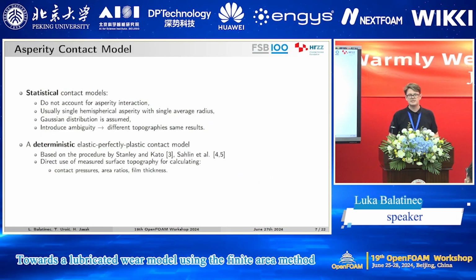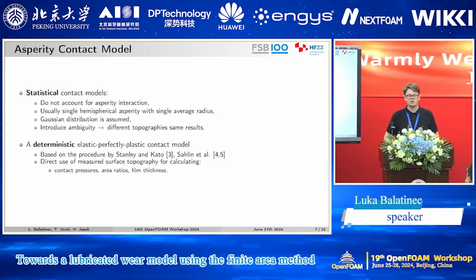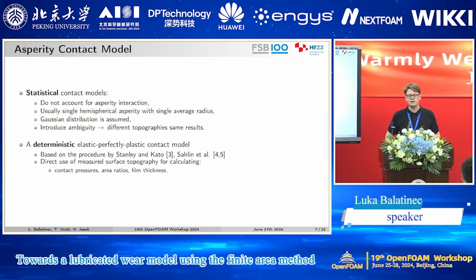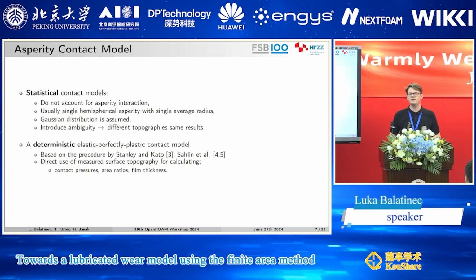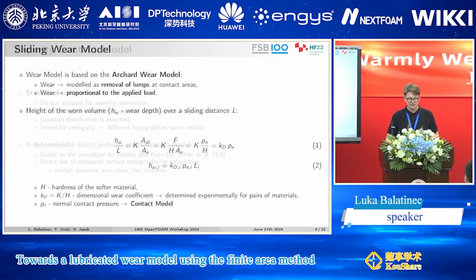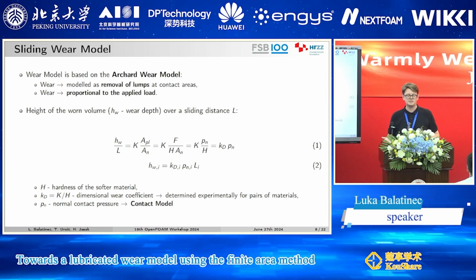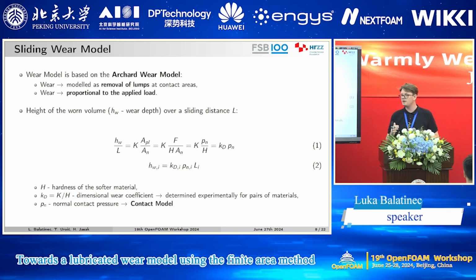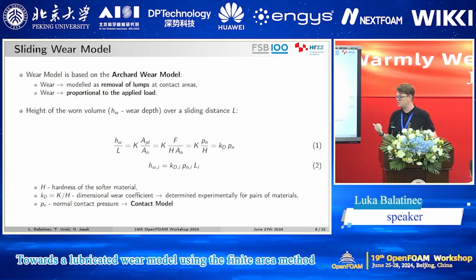Asperity contact models can be statistical or deterministic, and we are using a deterministic elastic perfectly plastic contact model based on the procedure proposed by Stanley and Kato and Sarkin et al., which uses direct measurements of surface topography for calculating the necessary input variables, which are area ratios, contact pressures, and film thickness. Our sliding wear model is based on the Archard wear model, where wear is modeled as the removal of lumps at contact areas, and it is also modeled as being proportional to the load. So the height of the worn volume, or wear depth, over a sliding distance L, can be calculated as given by the equations seen here.